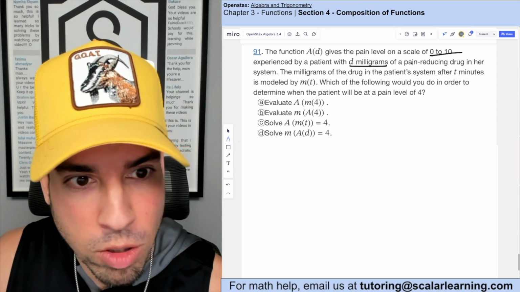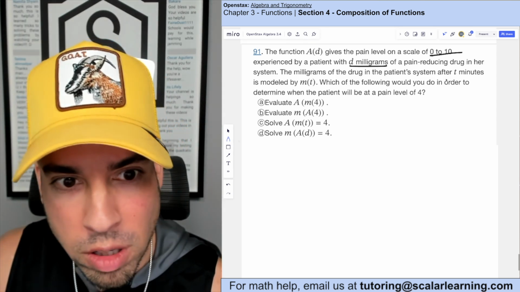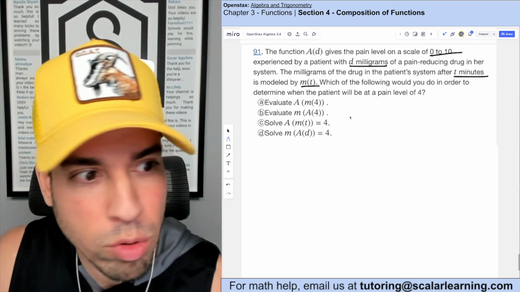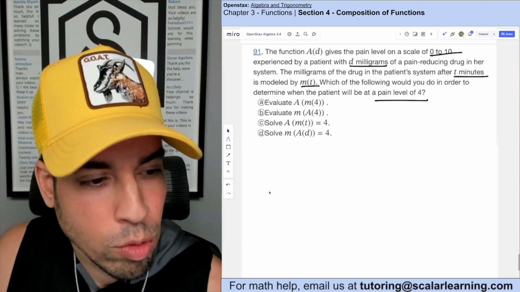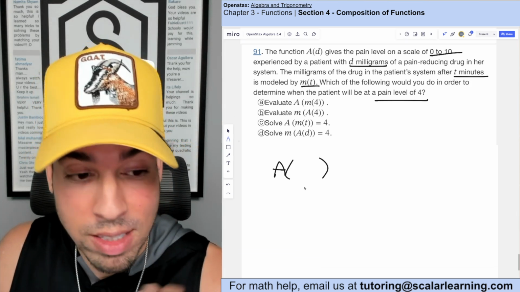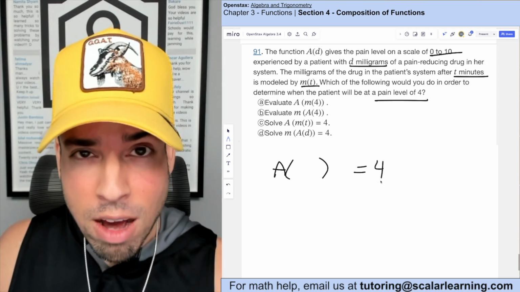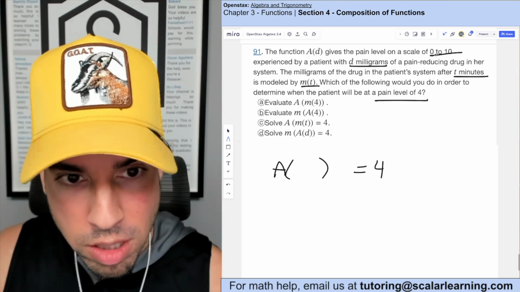The function a of d gives the pain level on a scale of 0 to 10 experienced by a patient with d milligrams of pain-reducing drug in her system. The milligrams of the drug in the patient's system after t minutes is modeled by m of t. Which of the following would you do in order to determine when the patient will be at a pain level of 4? So we want to know when a of whatever we're putting in as the input is going to equal 4, right? Because A gives us the pain level on a scale of 0 to 10.